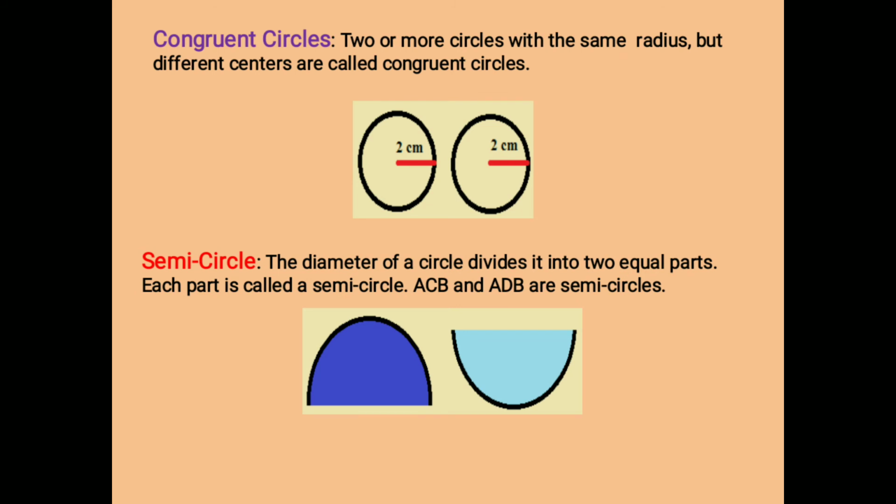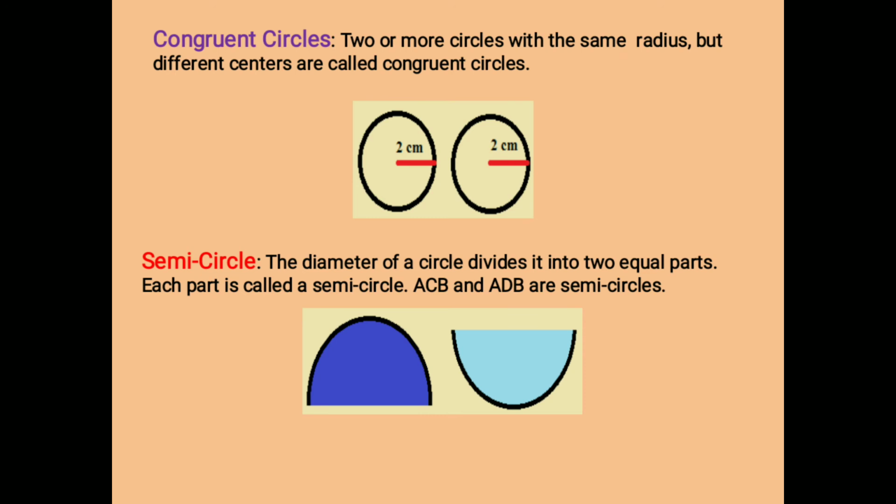And finally we have the term semicircle. Semicircle is another common term of a circle. If a circle is separated exactly into two equal halves by a diameter, they are known as semicircles. In common words, semicircle means half circles.